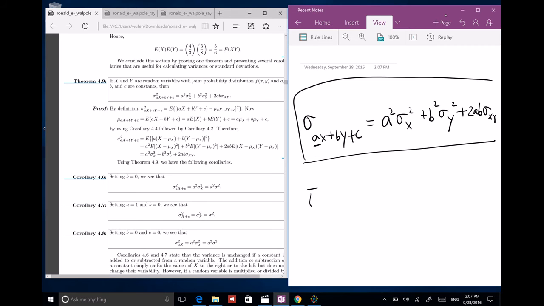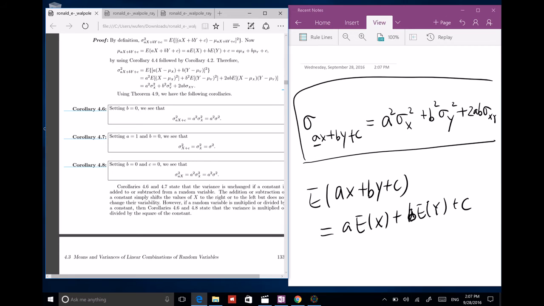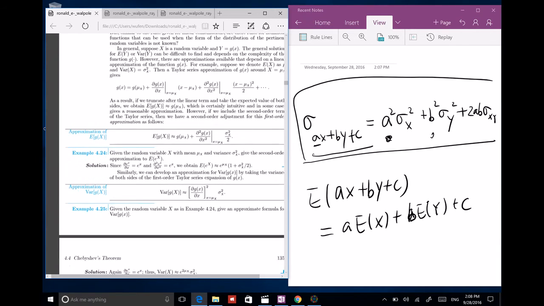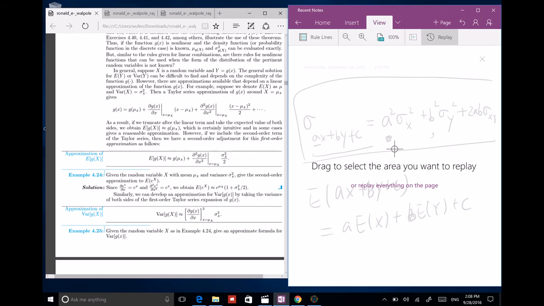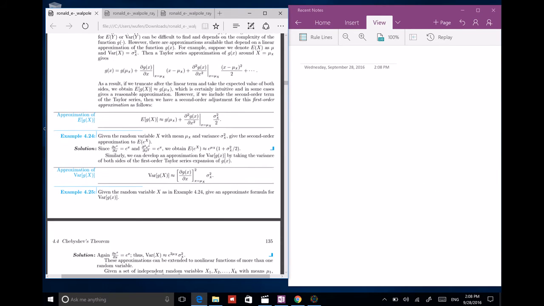For the expectation, which is pretty simple, for aX plus bY plus c, you have a times E[X] plus b times E[Y] plus c. Because it's linear, the expectation is much simpler, but for the variance you have to pay attention to the square. Okay, that's pretty straightforward. Please read the examples in the textbook and see if you have any questions.